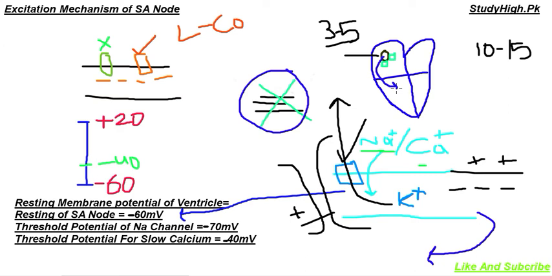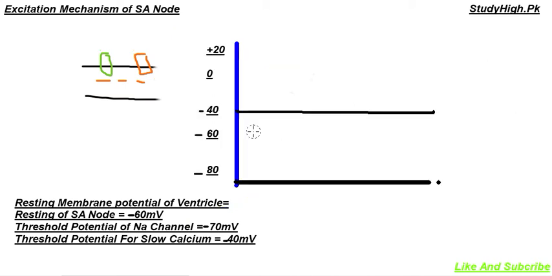So there are some structural differences in the SA node which make it a self-exciting organ, or natural pacemaker of the heart. Now we are going to draw the graph for generation of the action potential in the SA node. First of all, the resting membrane potential for the SA node is -55 to -60 millivolts. So this is the resting membrane potential for the SA node.